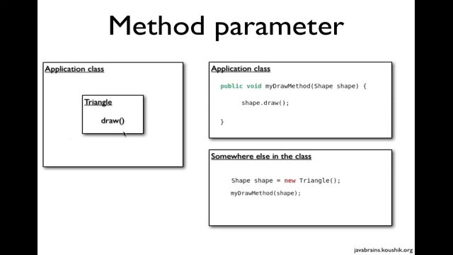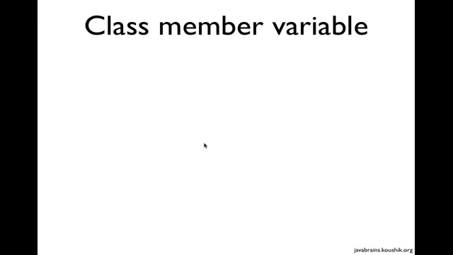So what we need to do is have a shape object here instead of this triangle object, and we will ask somebody else. We don't know who that is yet, but we'll ask some other class, some other object, to add this triangle or shape or circle into this application class object. So this is how it's going to work.